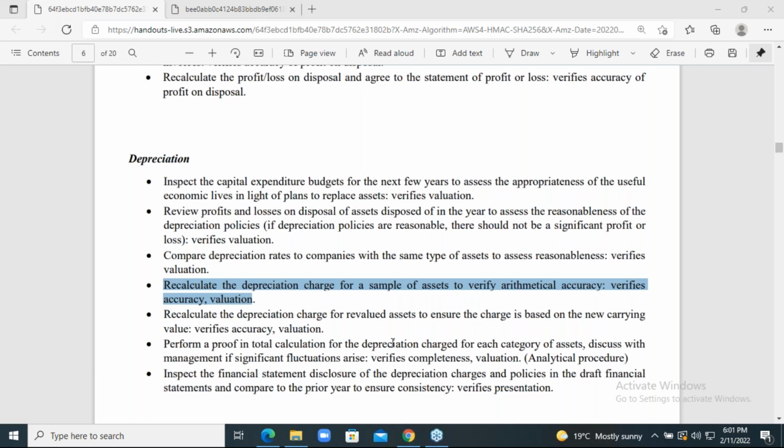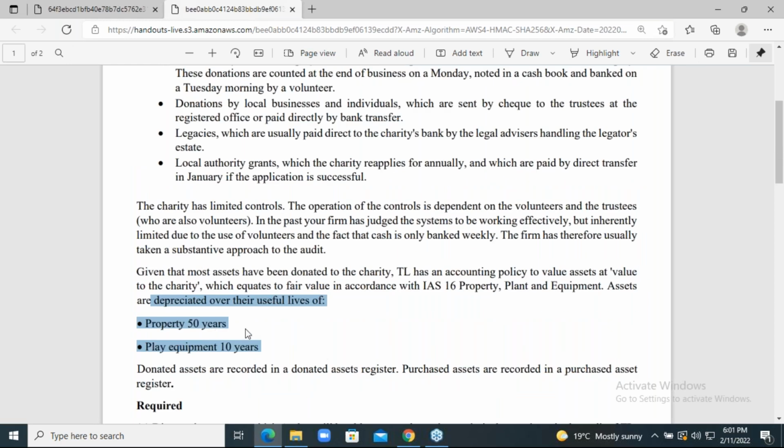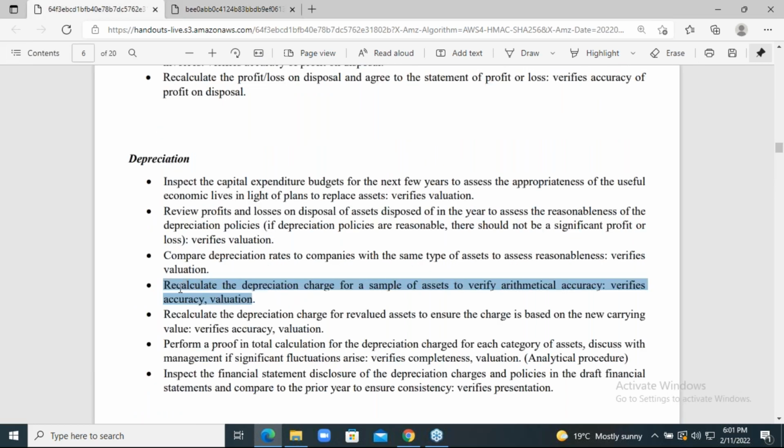Oh no, Omar, you have written the procedure. I will announce that: recalculate the depreciation charge for a sample of purchased assets to verify arithmetical accuracy. That procedure is almost the same, Umar. The question data is not used. Kindly use the question data. Where is the question data? This is the question data. Kindly include this data in this generic procedure. Recalculate.